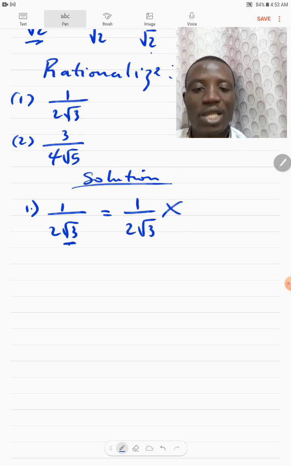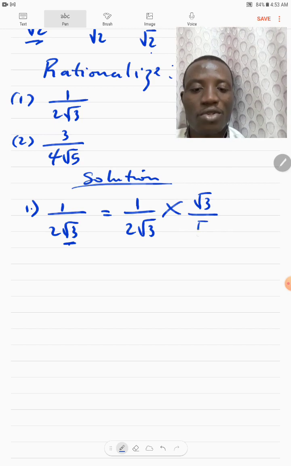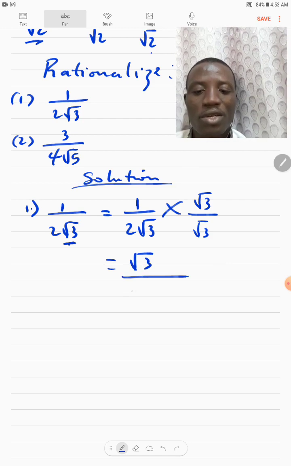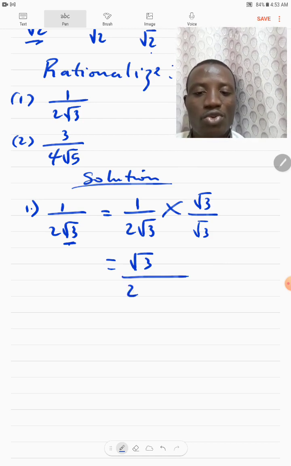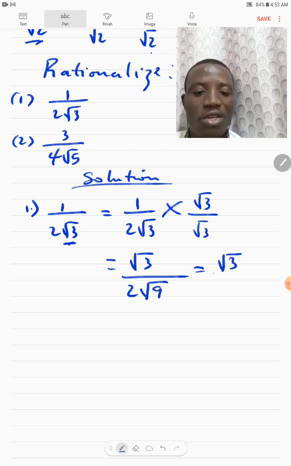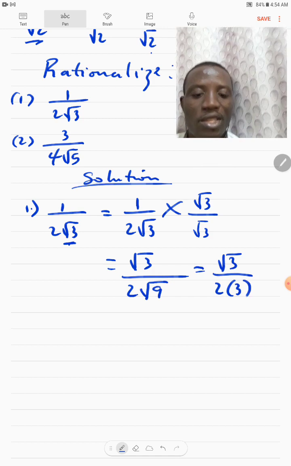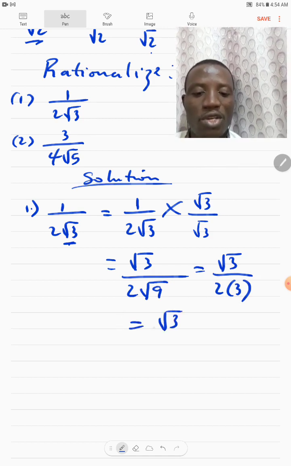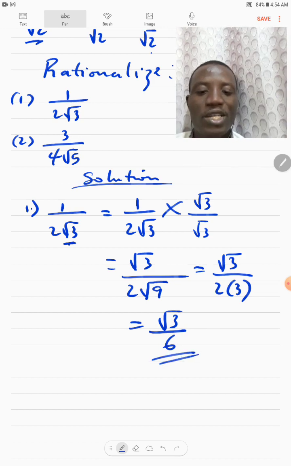That will be times what? Root 3 over root 3. And that will be equal to what? 1 times root 3, that's root 3. 2 root 3 times root 3 will be 2 root 9, which will definitely give me root 3 over 2 bracket 3, because the square root of 9 is what? 3, and that will give me root 3 over 6, and this will be my what?